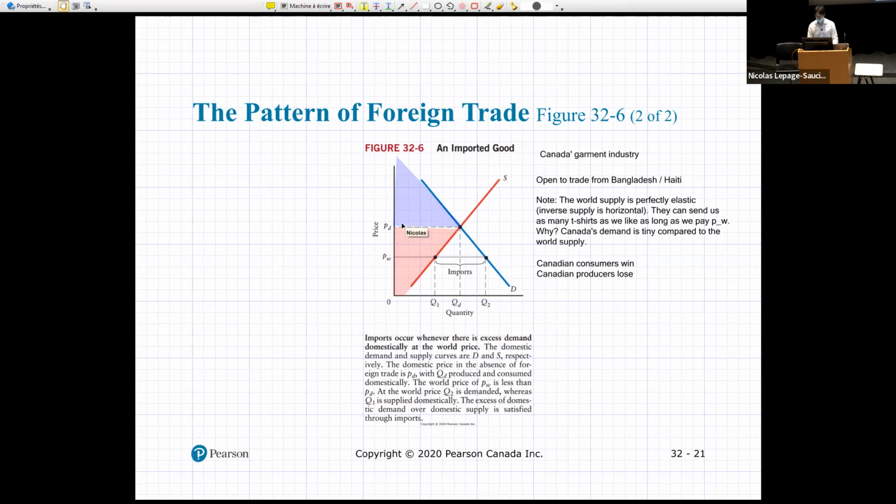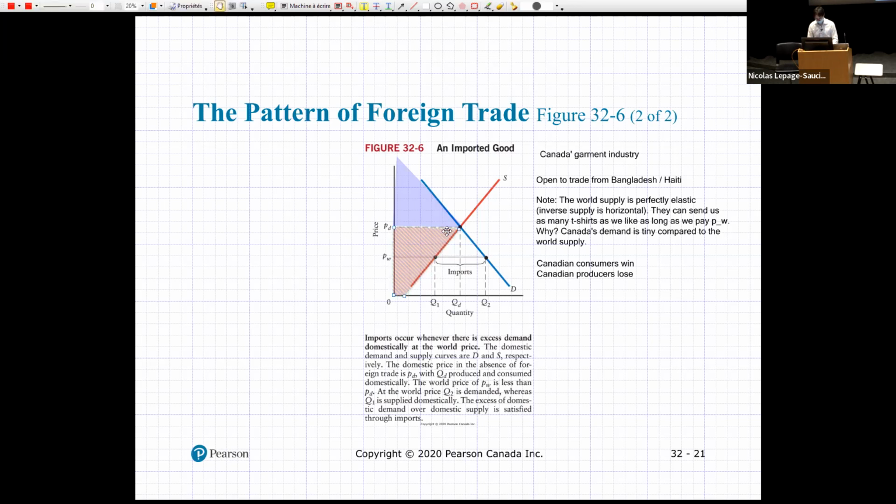After trade, what happens? Well, now consumers can buy a much larger quantity at a lower price. Consumer surplus is always the same: it's the area below the demand curve and above the price. So here you see that they gain a huge chunk of consumer surplus. We are much better off thanks to opening to trade. And Canadian producers, well, we just said that they supply Q1, and their surplus is always the same: it's the area above the supply curve and below the price.